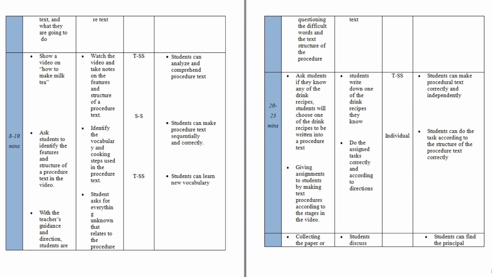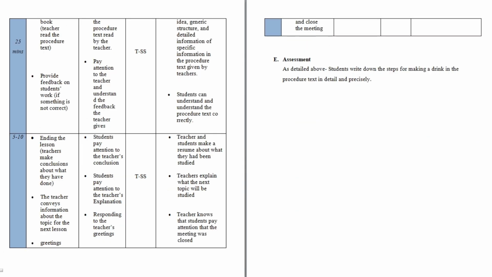And the teacher collects the paper or book. The teacher reads the procedure text. Students can find the main idea, generic structure, and detailed or specific information in the procedure text given by the teacher. Provide feedback on the student work if something is not correct. Students can understand the procedure text correctly. This step will take about 25 minutes.